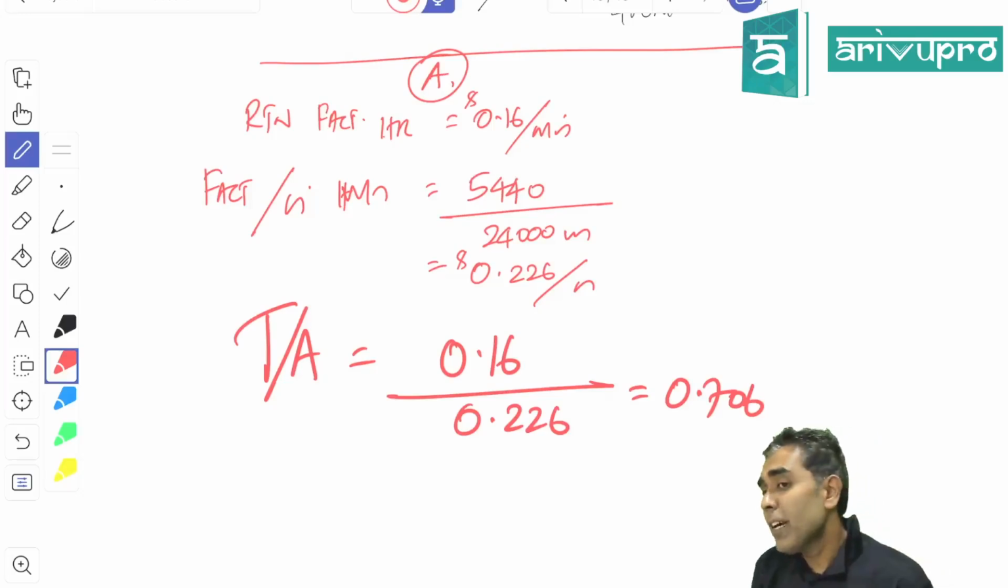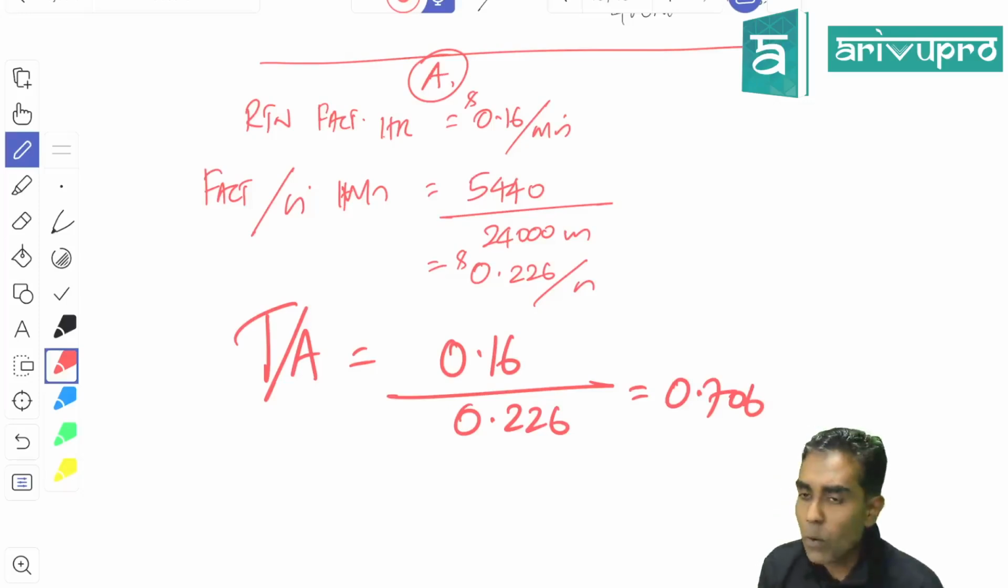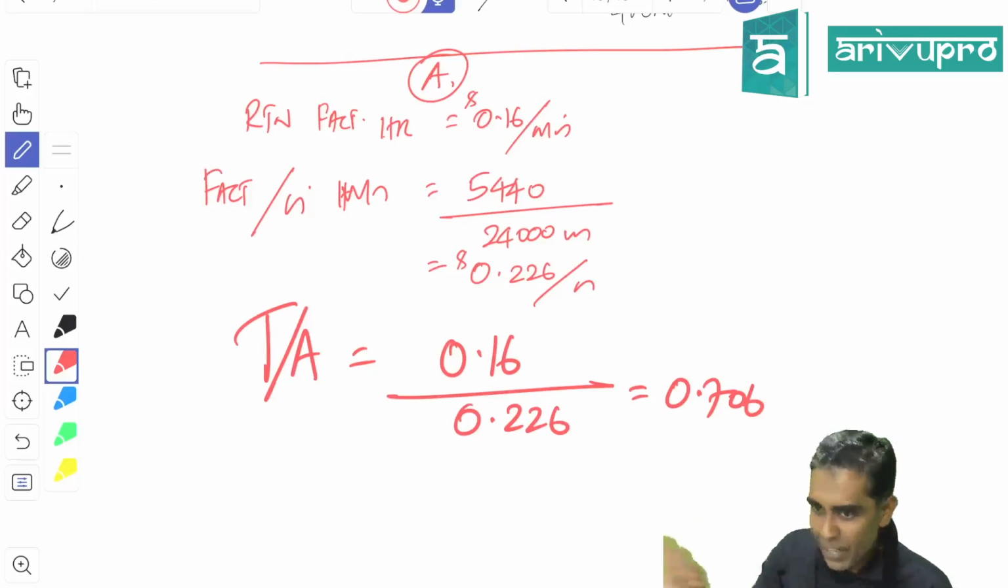How have you all calculated the factory cost? How have you all calculated? 5,440 divided by 4, then divided into 4.